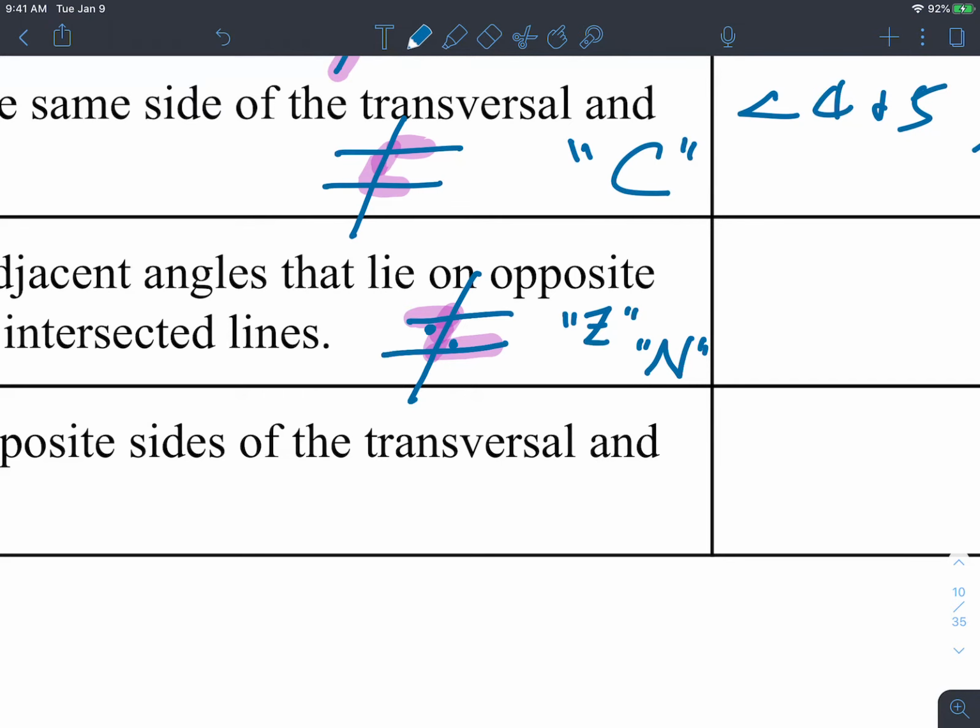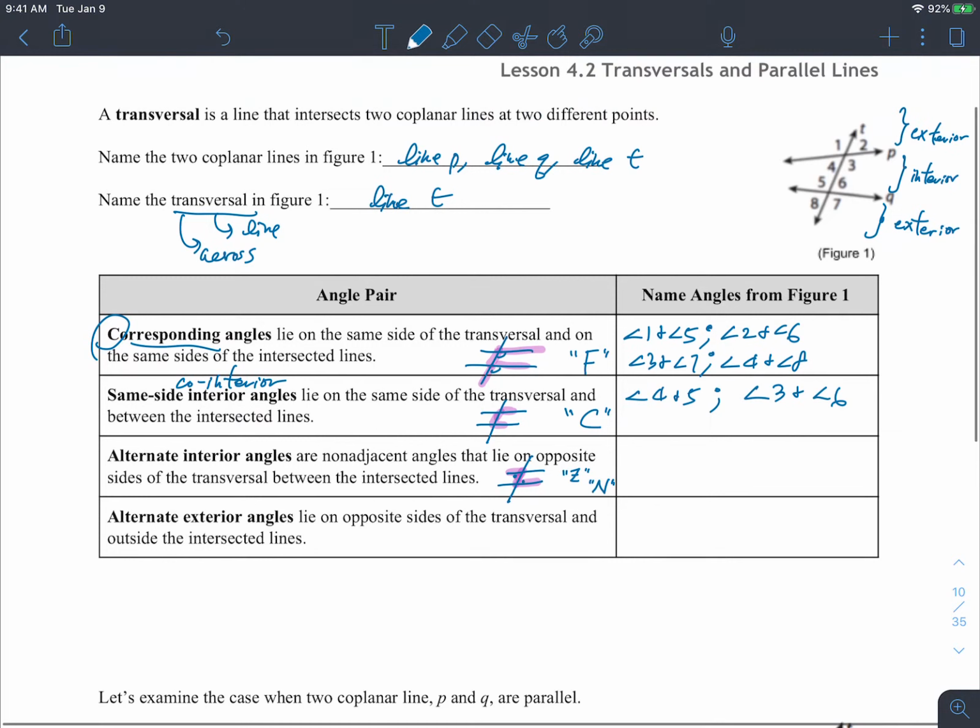You know, if you rotate a Z, it's an N shape, isn't it? Right. So if that's the case, where do you find them? It's this one, isn't it? And this one. Right. So if you set angle 4 and 6 and angle 5 and 3, you'll be absolutely correct.